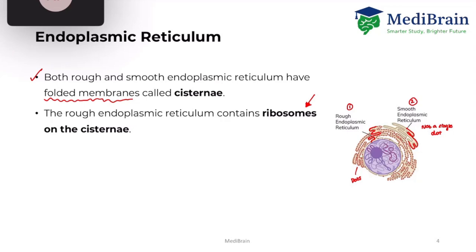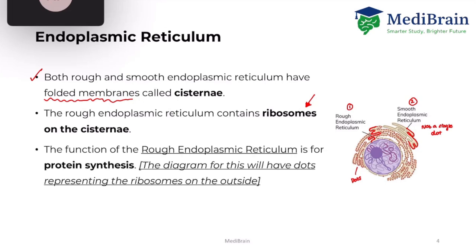The ribosomes are present on the rough endoplasmic reticulum. So the dots present on the rough endoplasmic reticulum are known as ribosomes. If you ever have an exam question pointing to a rough endoplasmic reticulum, you must know that there must be dots. The function of the rough endoplasmic reticulum is protein synthesis. You probably guessed it: if it has ribosomes on the surface, and ribosomes are responsible for protein synthesis, then the rough endoplasmic reticulum is also responsible for protein synthesis.